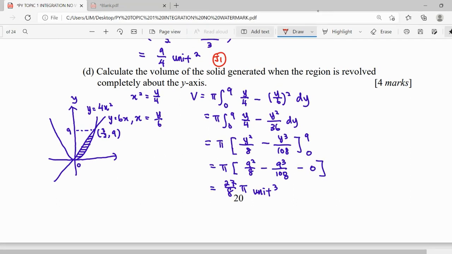So for this, the first mark comes from here: transforming our equation in terms of y. Because when we want to revolve completely about the y-axis, we change our equation completely in terms of y. So that will be our first concept. Then this will be our volume formula. Then we do our integrating, then substitute limit to get the answer. Because for this question we can accept decimal, I can accept decimal 10.6 unit cube.